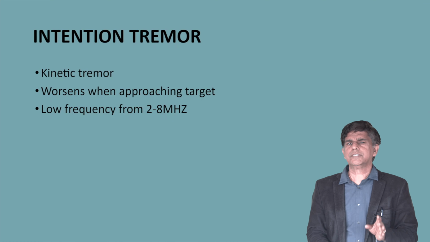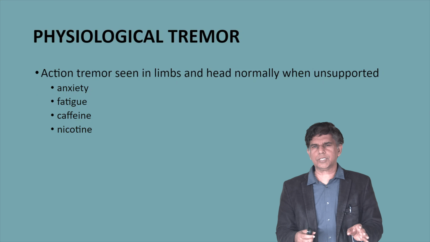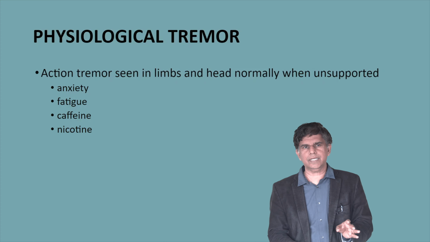And then you have physiological tremor. This is an action tremor seen in the limbs, normally when unsupported, okay? Mainly caused by anxiety, fatigue, caffeine, and nicotine.